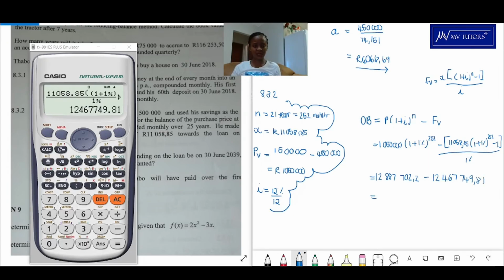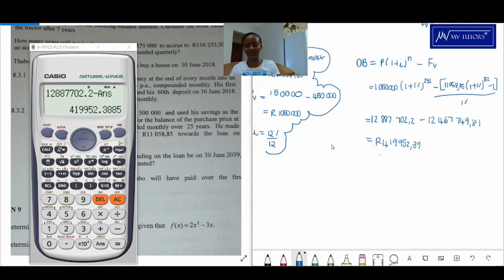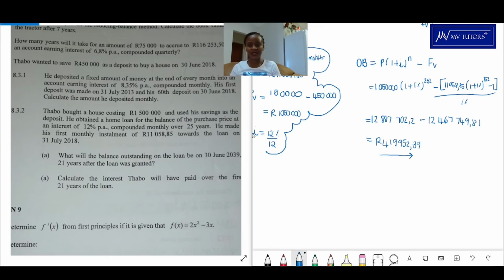Now we're going to take 12,887,702.2, and I'm going to subtract the answer. So I get 419,952.39. Okay, so that is the outstanding balance. Imagine after paying for so long, so many millions, and now you still have another 420,000 to go. I know it's rough out there. Okay, so that's A.